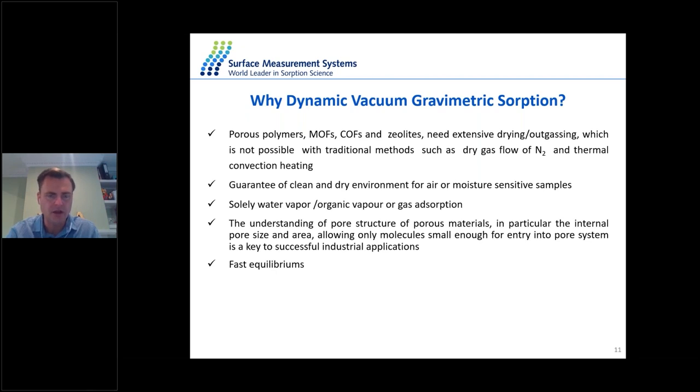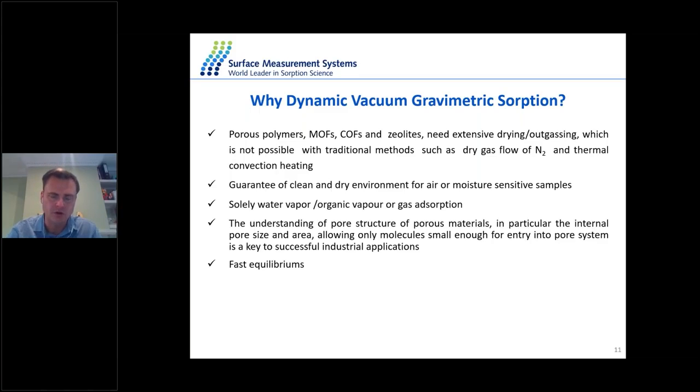Also, the system guarantees a clean environment for air-sensitive or moisture-sensitive samples. And as I mentioned, this was already demonstrated: in our apparatus, we can do in situ outgassing and regeneration of the samples, which is actually very powerful. Once you load the sample into your analyzer, you don't have to remove it, so you can get the data in situ.